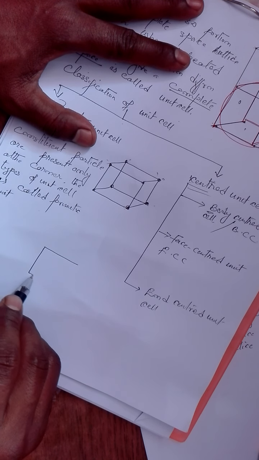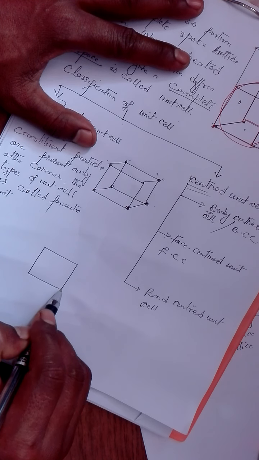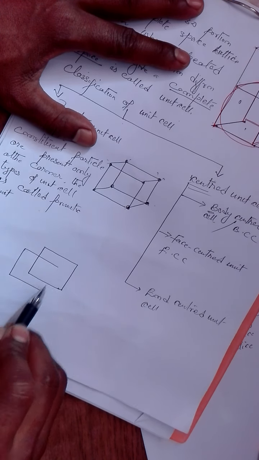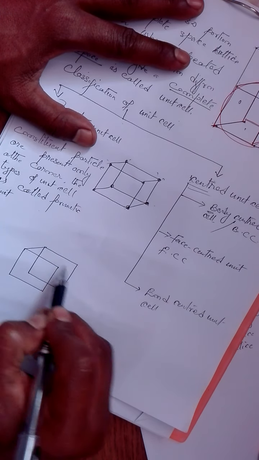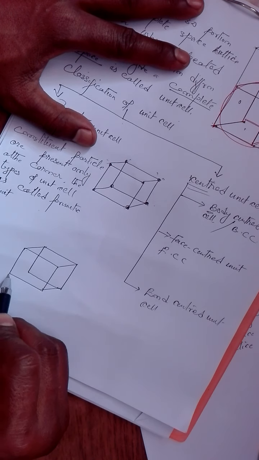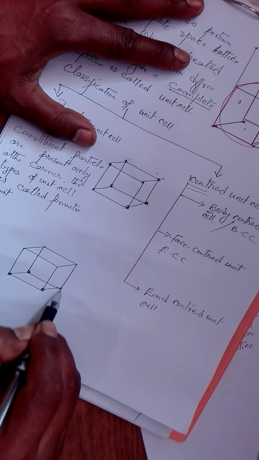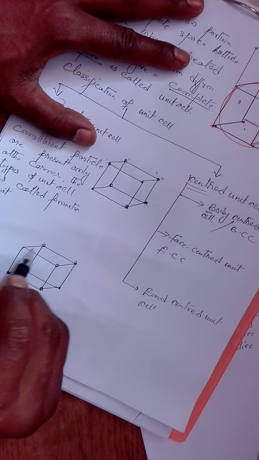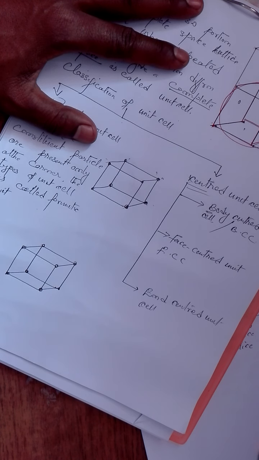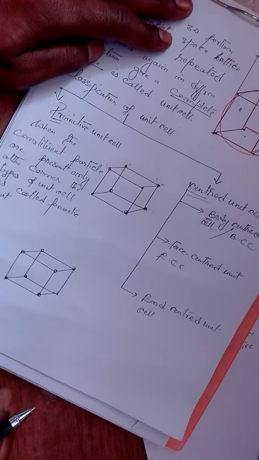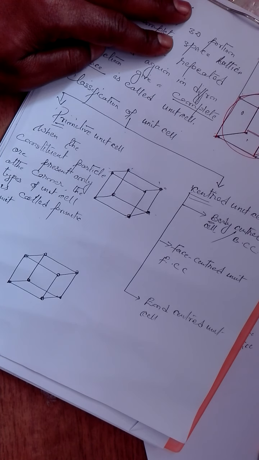In this unit cell, you will see that there are 8 constituent particles. All these things that are present at the corner represent a constituent particle. So 1, 2, 3, 4, 5, 6, 7, 8. You got that? Alright. If the unit cell that I have contains a constituent particle only at the corner, then such a unit cell we will call a primitive unit cell.